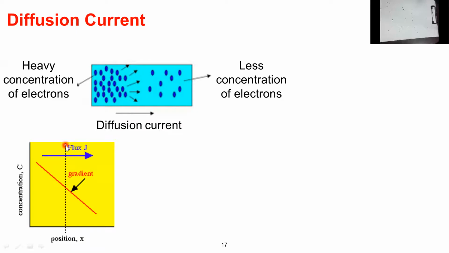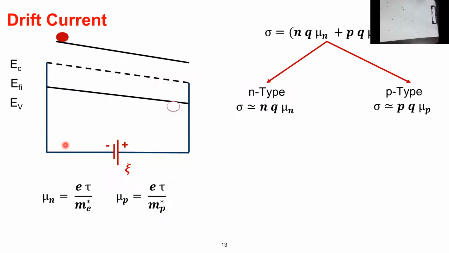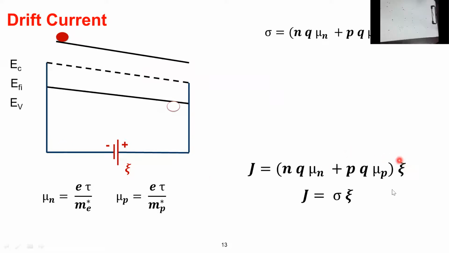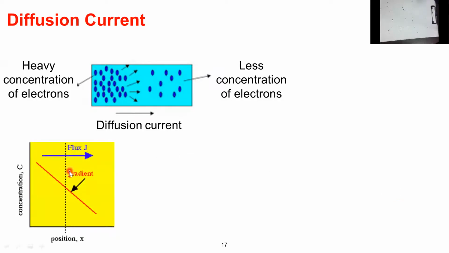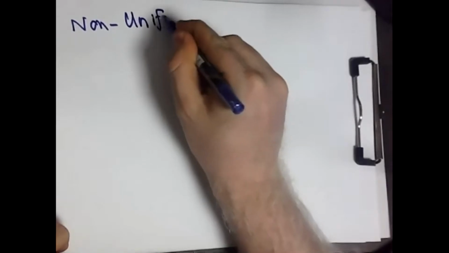But how can we demonstrate such a concept mathematically? In the first model, where we were dealing with the drift current, our mathematical model depended on the electrical field. Here, what is the main factor on which our mathematical model depends? So, in order to answer this question, let's make it very easy. Very simple. As I told you, the key factor is the non-uniform concentration.